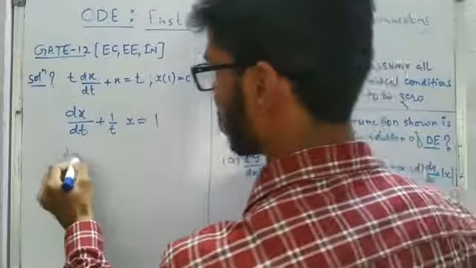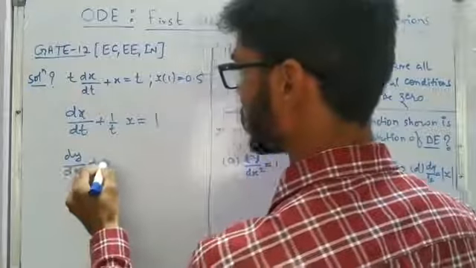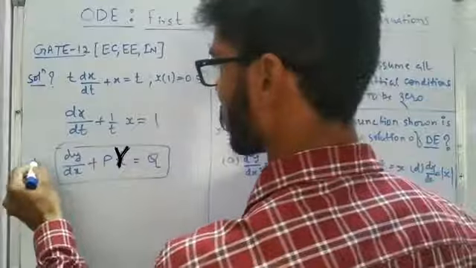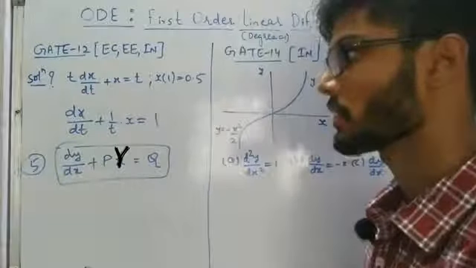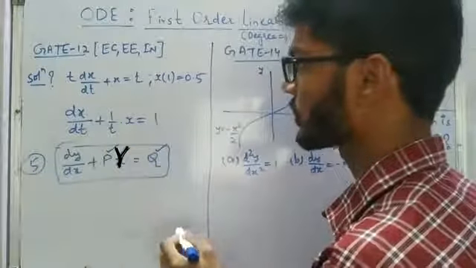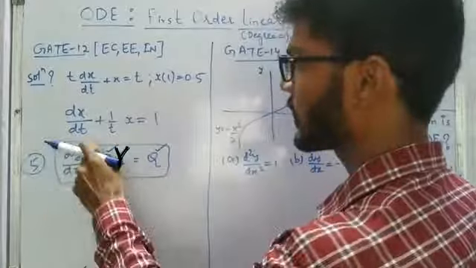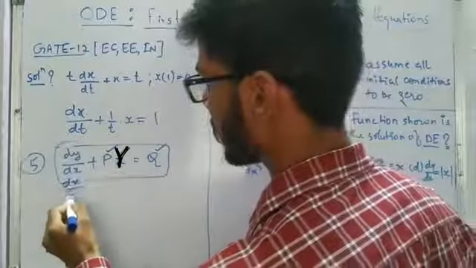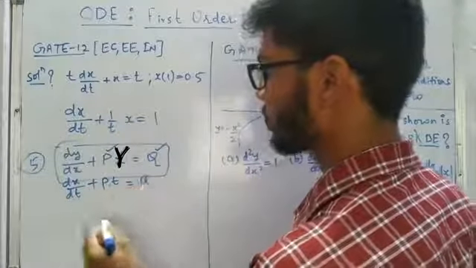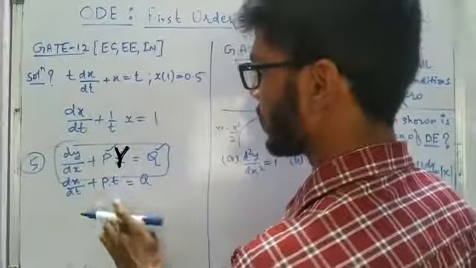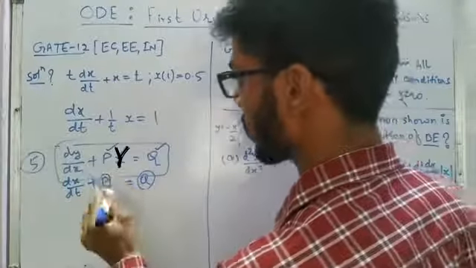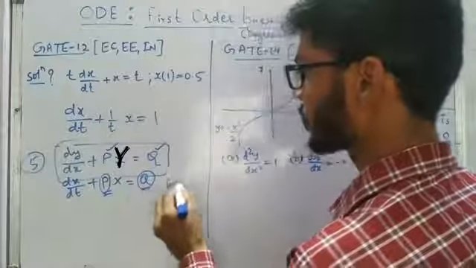If we compare it with our standard equation, dy by dx plus Py is equal to Q, this is nothing but our fifth form, if the differential equation is in the standard format. Also I said P and Q are functions of x, but in this case instead of dy by dx we have the equation as dx by dt. So the variables are a little different, and we will write it as dx by dt plus P x is equal to Q, where P and Q will be functions of t.